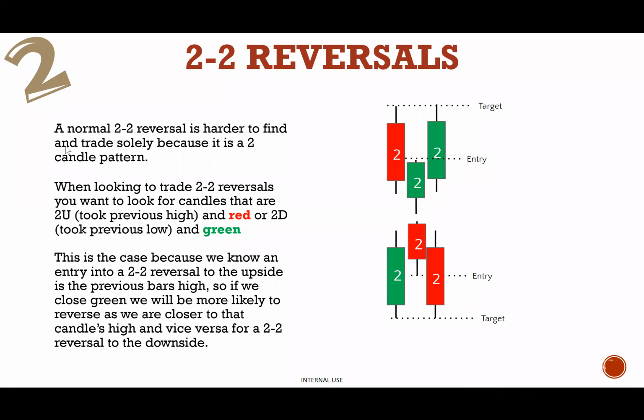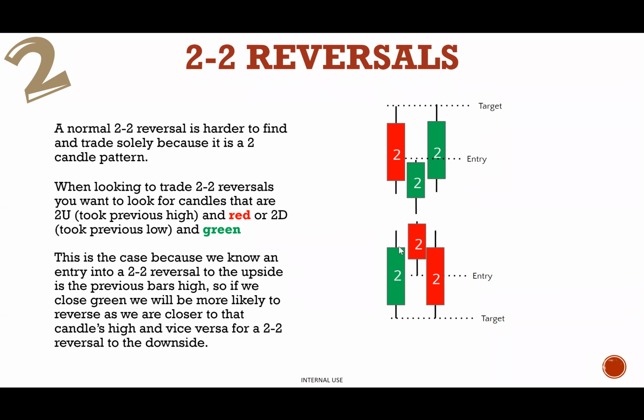2-2 reversals are one of my favorite patterns to trade. A normal 2-2 reversal is harder to find and trade solely because it's a two candle pattern. When looking to trade a 2-2 reversal, you want to look for candles that are 2 up, and this is what I meant by here, right down here, because this is a 2 down.